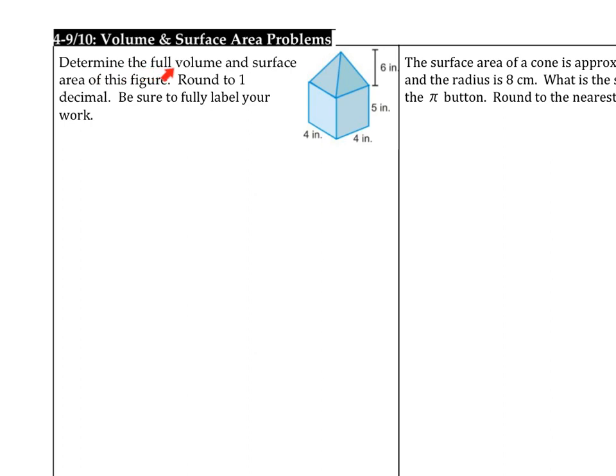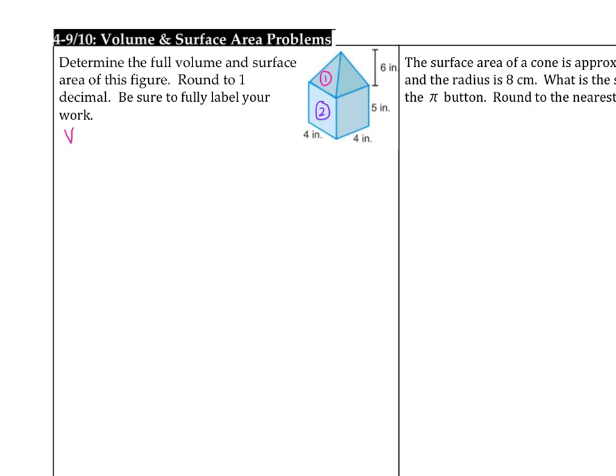So determine the full volume and surface area of this figure, round to 1 decimal, and be sure to fully label your work. So by label, we have two shapes. The top shape we're going to label as 1, and the bottom shape we're going to label as 2.